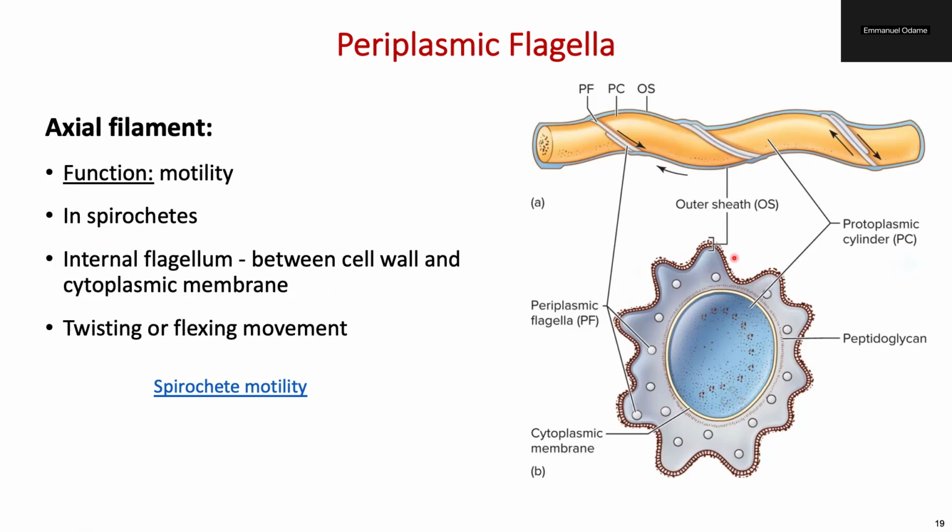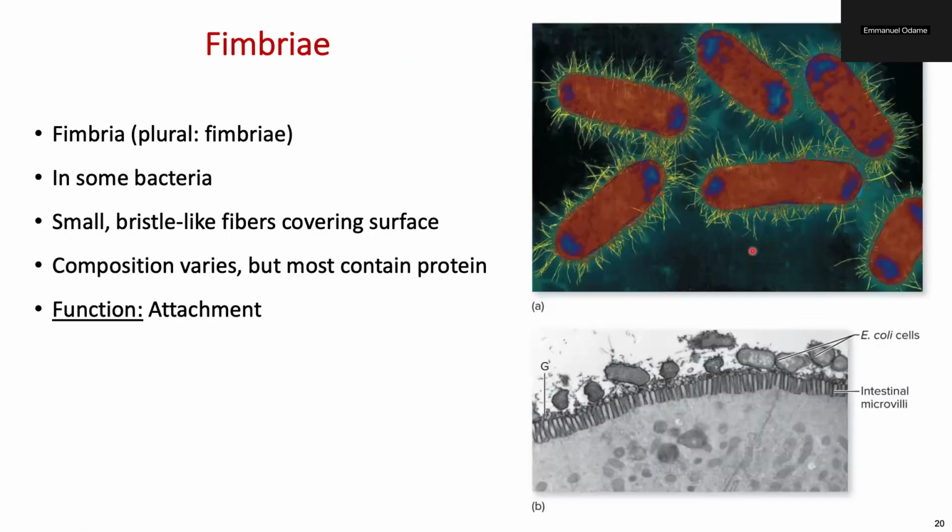As we can see from here, let's say this is the bacteria, and on the cell wall we have these periplasmic flagella around the outside of the cell wall, enabling the bacteria to move.